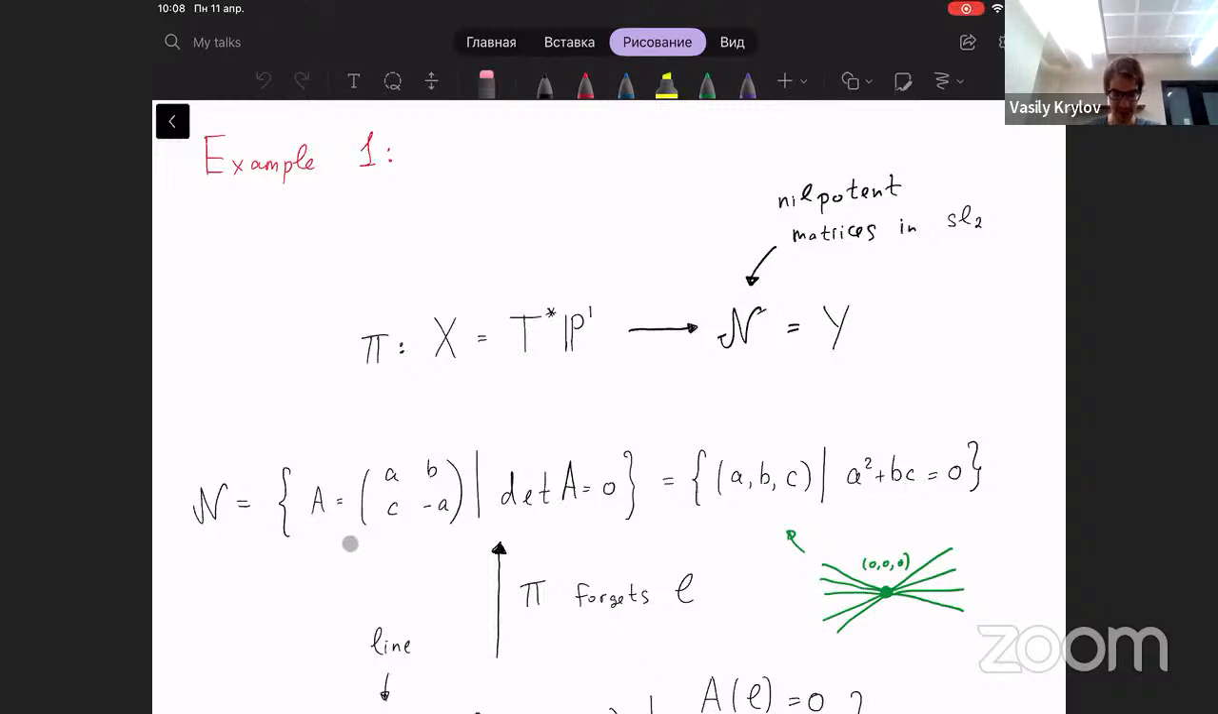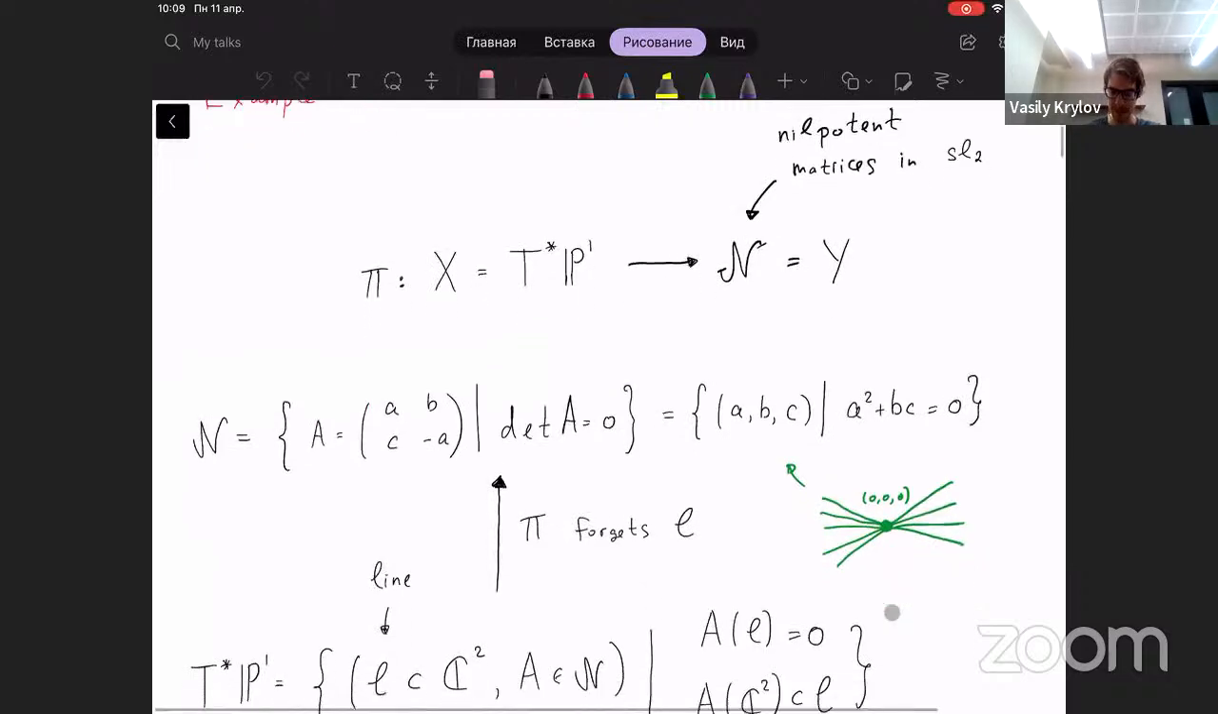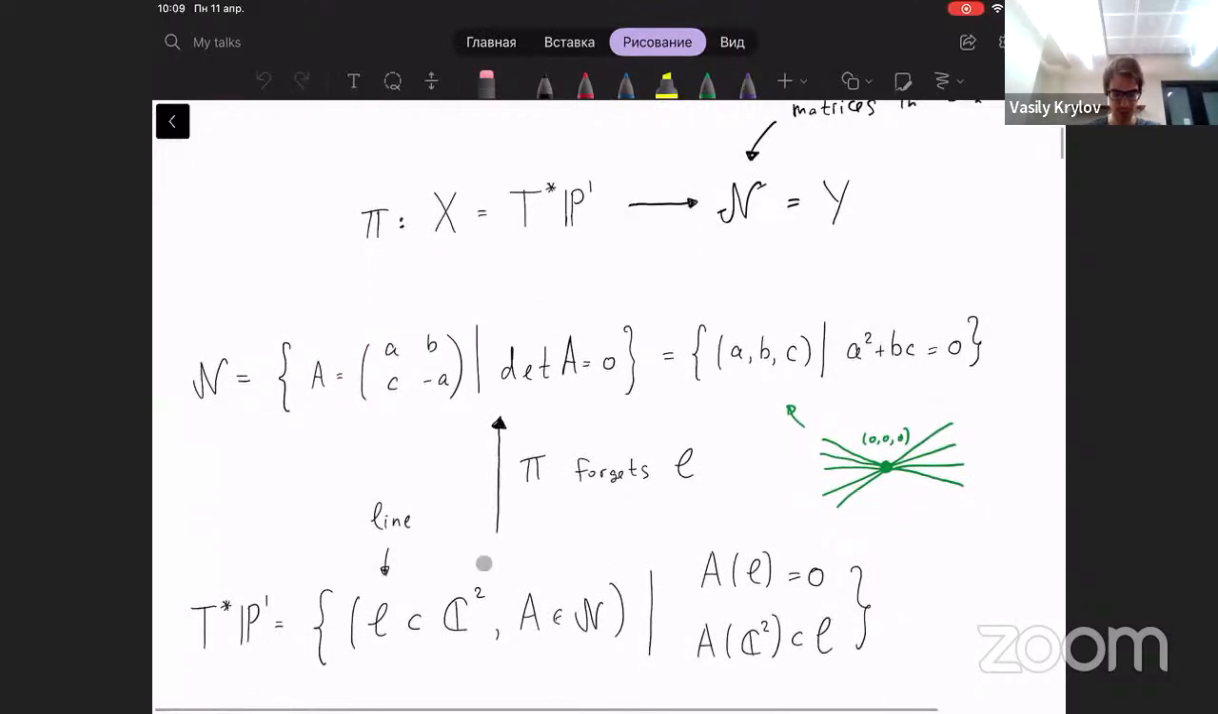So N is the space of nilpotent matrices of the form (A, B; C, minus A), since they lie in SL2. Nilpotence in this case is equivalent to the fact that this matrix has zero determinant, which in particular means that our space N is just the space of triples A, B, and C such that A squared plus BC is equal to 0, like a cone centered at 0. And what about the resolution? What about T star P1?